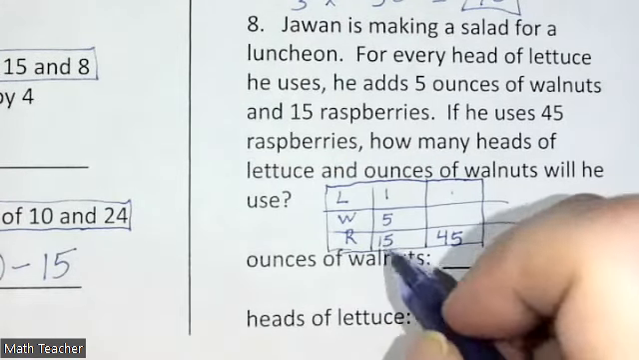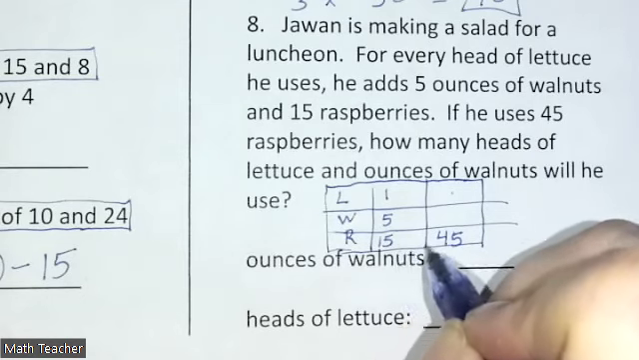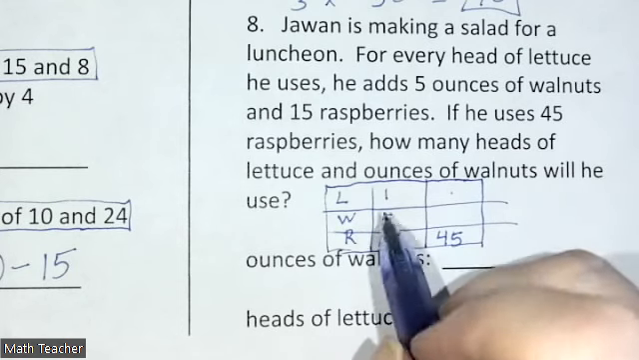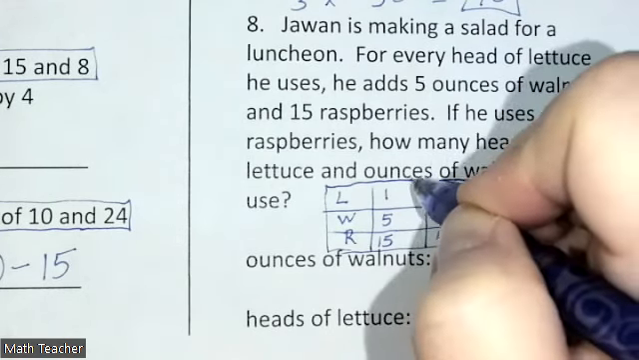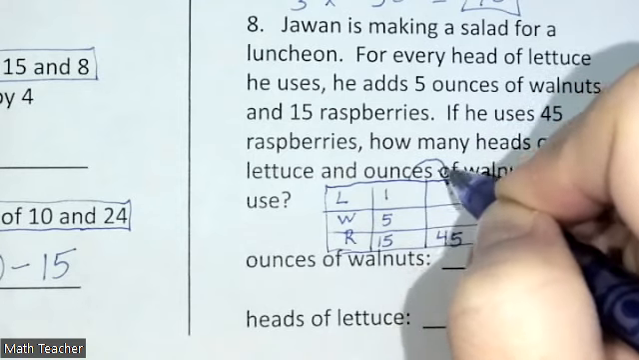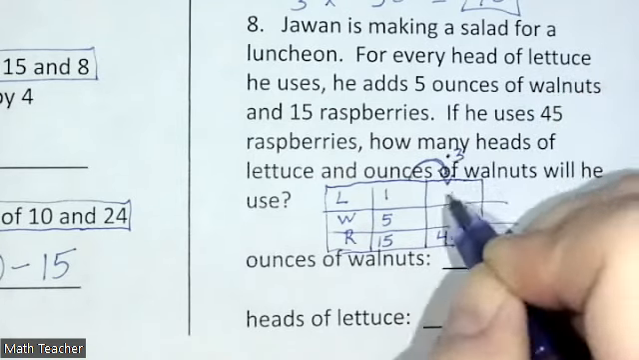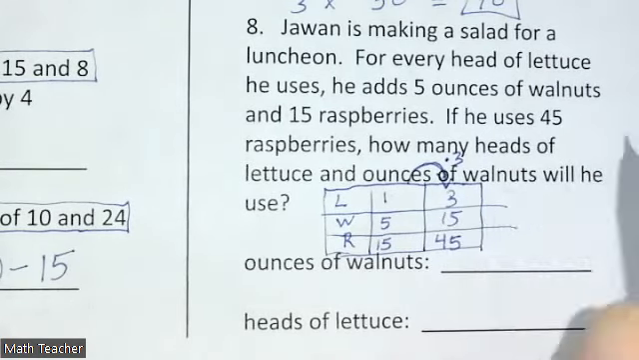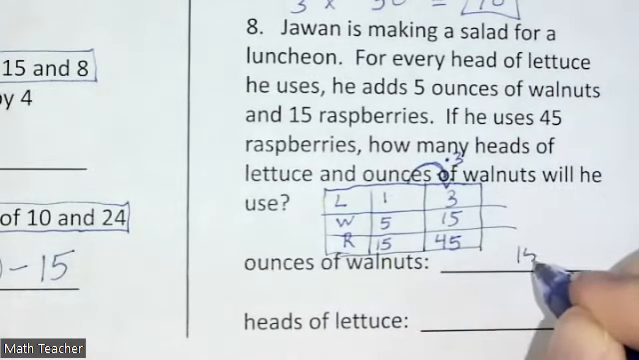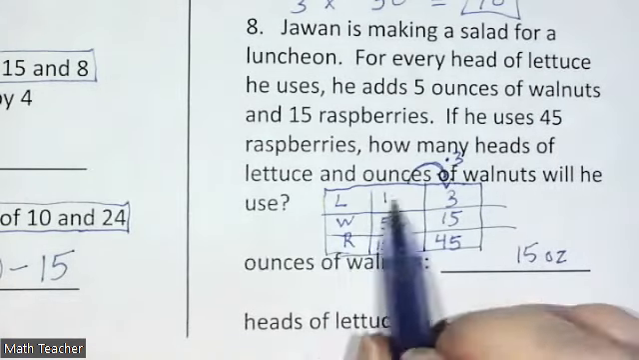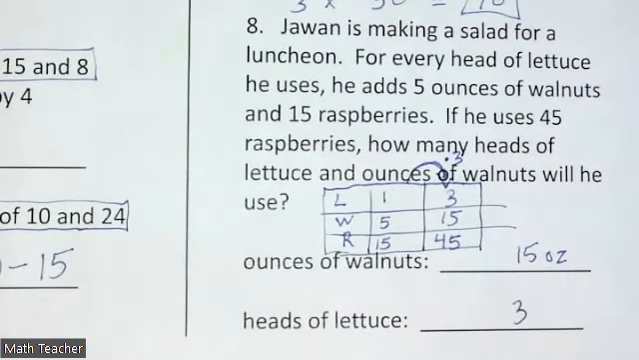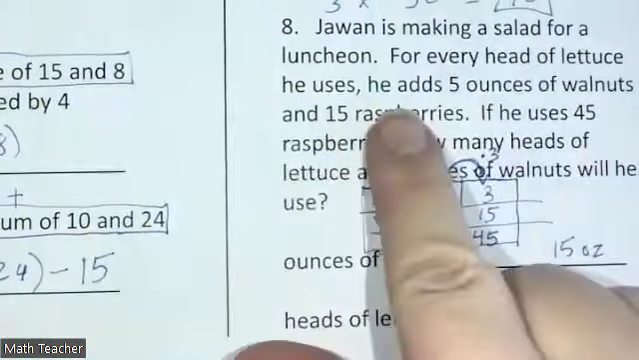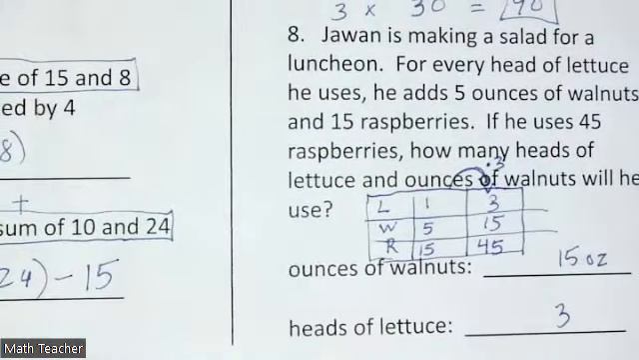So I want to look at the relationship here. This is triple the recipe, because 15 times 3 gives me 45. So he has tripled that ratio. If I triple this, I need to triple all of the other numbers as well. So I'm just going to draw an arrow here, and it's times 3. So 1 times 3 will give me 3, and 5 times 3 will give me 15. So he will need 15 ounces of walnuts and 3 heads of lettuce, if he were to use 45 raspberries to keep that ratio.